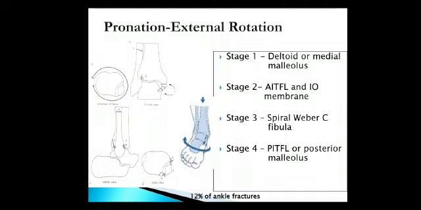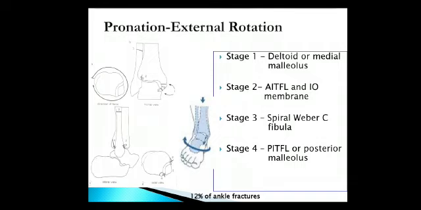Pronation external rotation, the fourth mechanism. So here in pronation, the medial side is under tension. So the injury is going to happen on the medial side first, where either the deltoid ligament can be injured or the medial malleolus. And then in stage 2, if it is continued, the anterior inferior tibiofibular ligament is injured, and then the interosseous membrane, which causes syndesmotic injury.